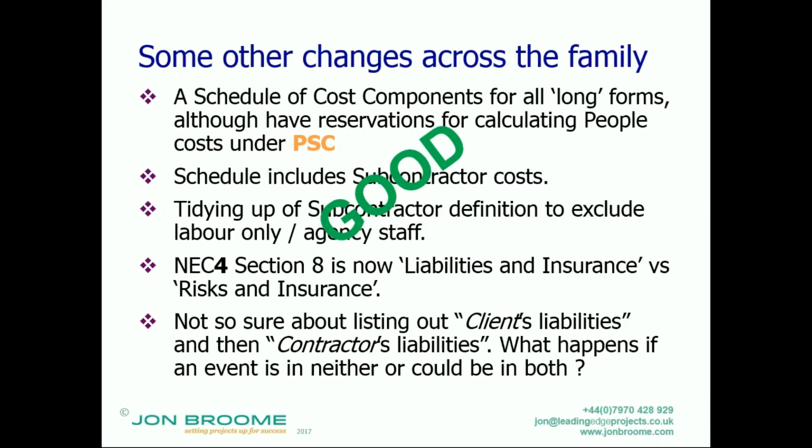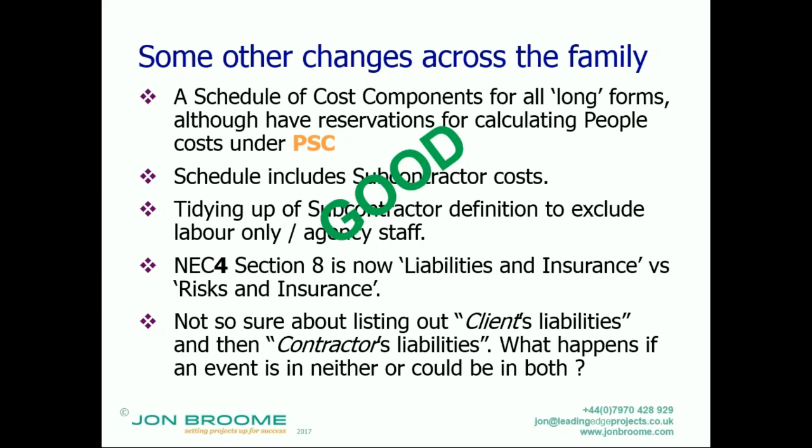But what they have done is, and I'll use NEC4 terminology, rather than listing out the client's liabilities, which are a subset of compensation events, as they did effectively in the NEC3, and then basically saying anything else is a contractor's liability, they've listed out the client's liabilities, and then they've listed out the contractor's liabilities.